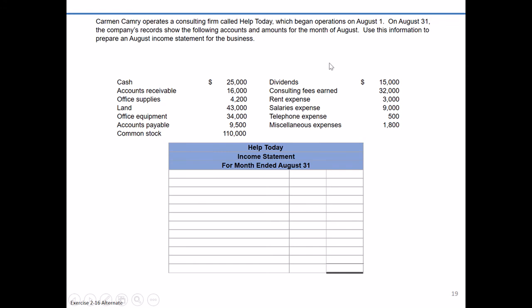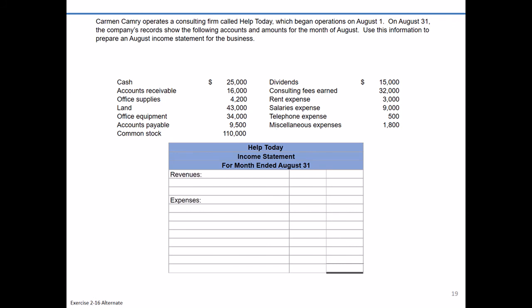Keep in mind, we just began operations on August the 31st. We're indicating that we're preparing the income statement as of the end of August. Also keep in mind an income statement measures things for a period of time, so we're going to indicate that this income statement is for the month ended August 31st. What that means is it's recording revenues and expenses from August 1st to August 31st. Then we're going to chug through and determine which of the accounts we have listed here should be included and reflected on our income statement.